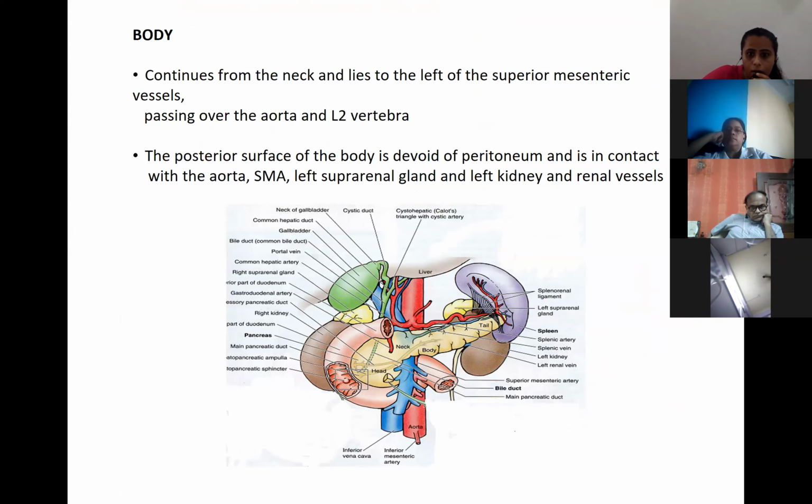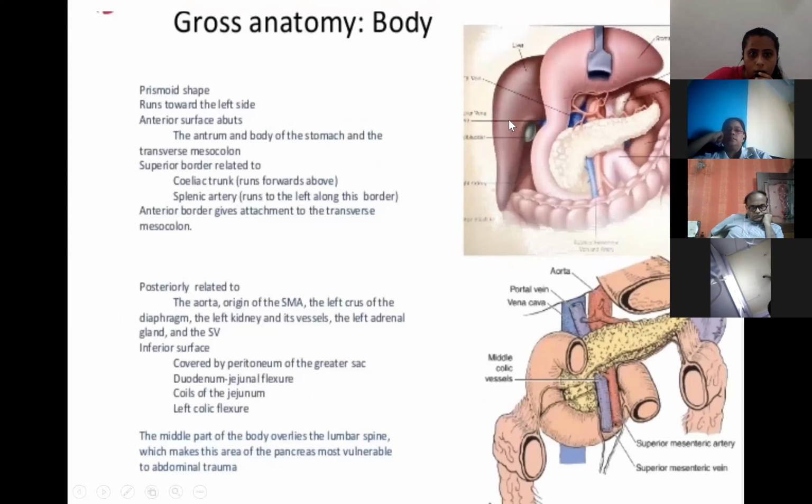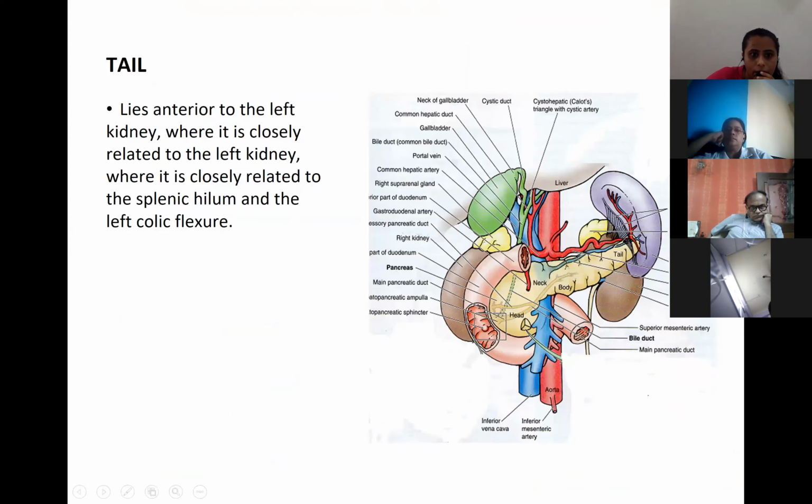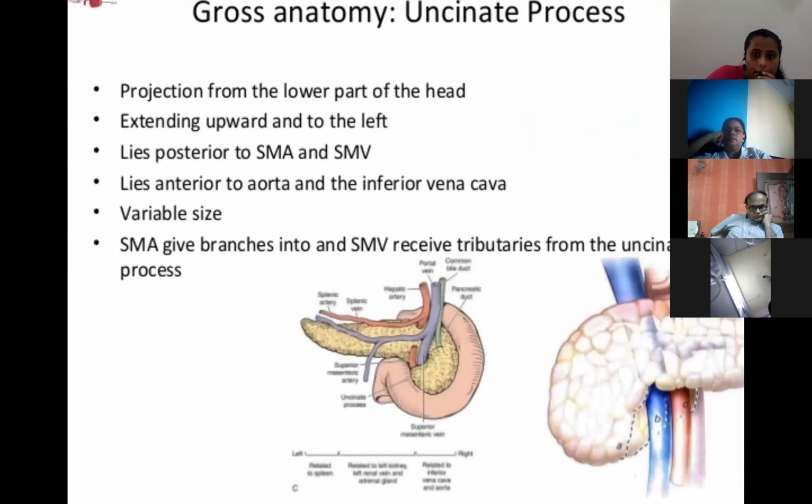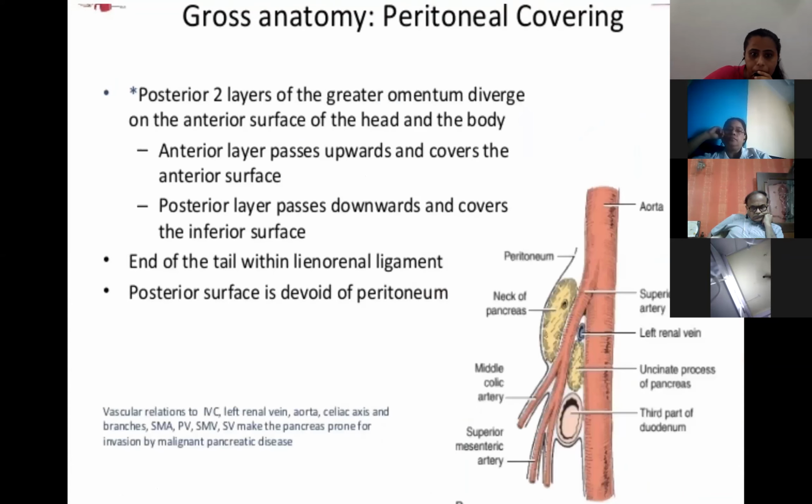After the body, now comes the tail. It lies anterior to the left kidney, and it is related to the splenic hilum and the left colic flexure. Then this is the uncinate process. It is a projection from the lower part of the head extending upward and to the left, lying posterior to the superior mesenteric artery and vein, and anterior to the aorta and the inferior vena cava.